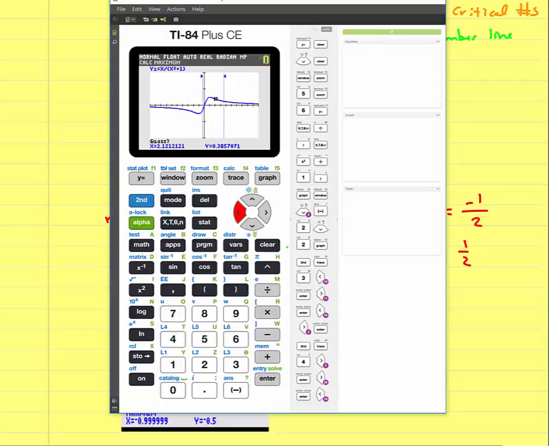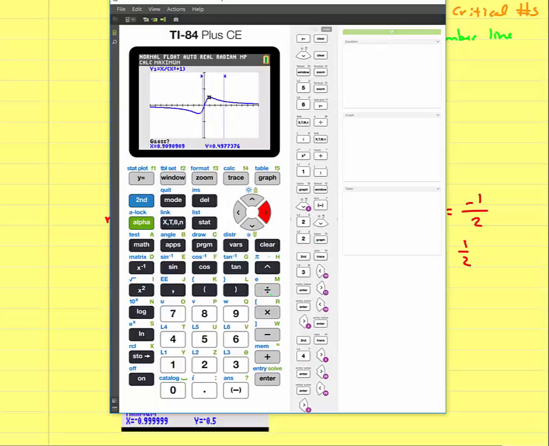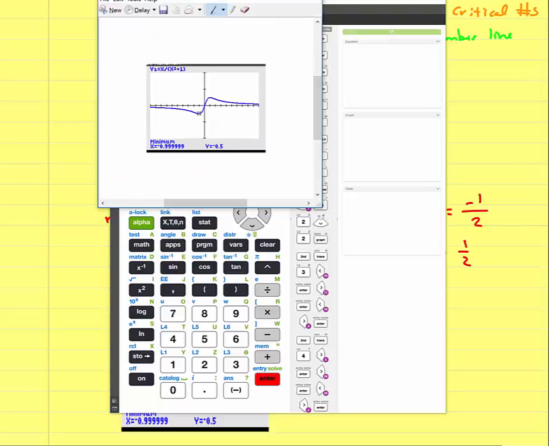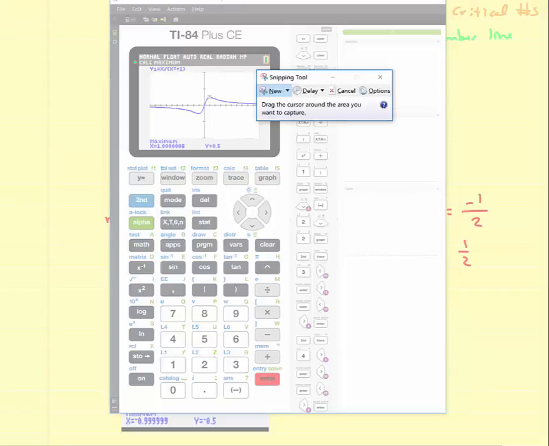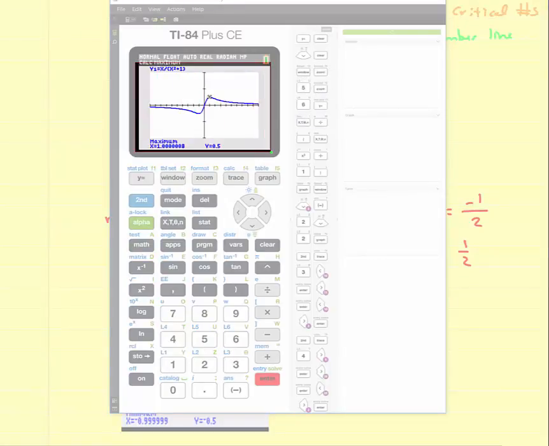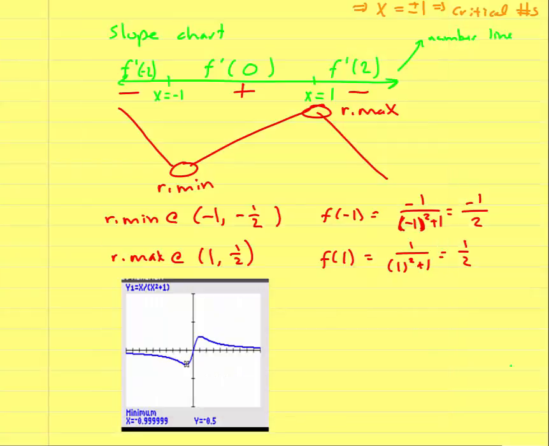And then it says to guess. And you don't even really need to guess if you don't want to. You can just hit enter again after this. And you can see that this occurs at 1 and 1/2. So 1 is my x value, 1/2 is my y value. So our calculator helps to verify these.